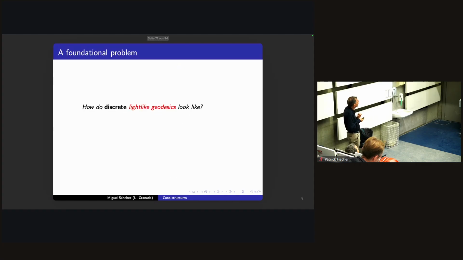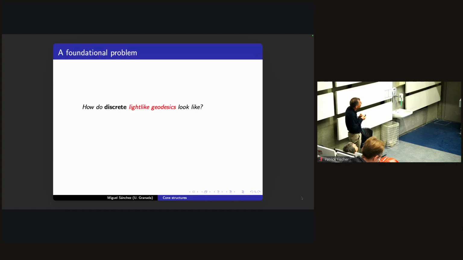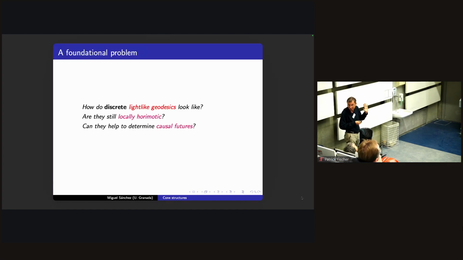Well, in any case, we will have a problem if we would like to make a discretization of this type, which is how the lightlike geodesics, for example, will behave, okay? Or if they are still locally geodesic in some sense, or if they can help to determine causal futures and all that. Then we are going to see that the answer is positive, okay? But I need to speak a bit about Fermat principle and Snell law, okay? Anyways, is it clear what I am saying? Okay.